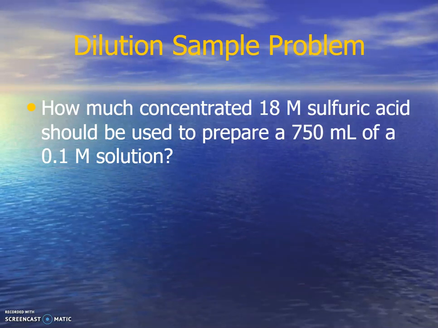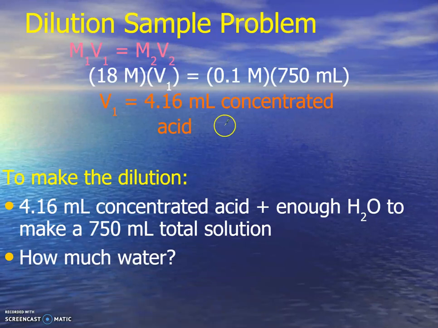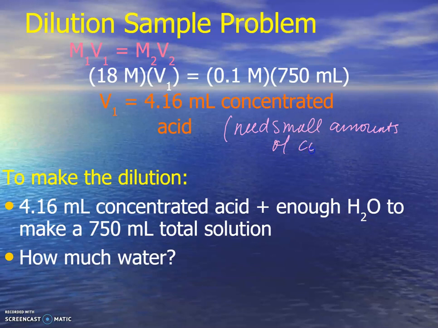If I want to make 750 milliliters, absolutely. Remember, it is very, very concentrated. You are going to need small amounts of concentrated acid. That's why we can get a couple of bottles of the 18 molar stuff and then dilute as needed. Now, here's the little tricky part.